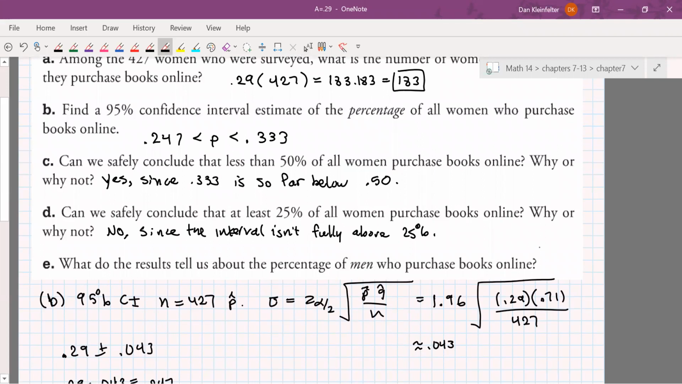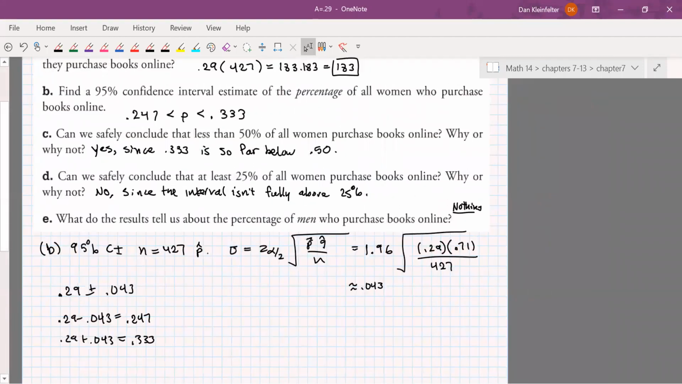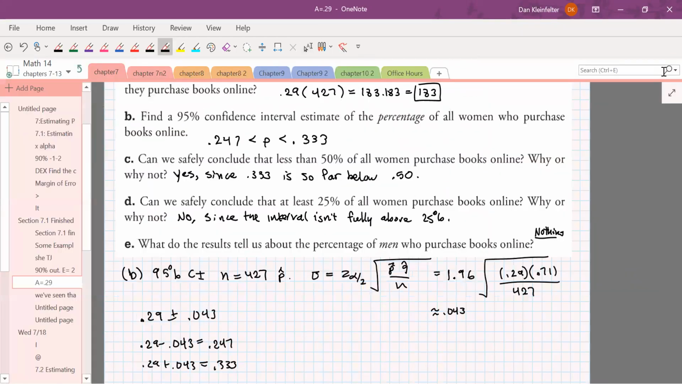Okay, and then lastly, part E, what do the results tell us about the percentage of men who purchase books online? And that should be pretty easy. It tells you nothing, right? Our data was about the percentage of women who shop or purchase books online. So it doesn't tell us anything about men. That's a different population.